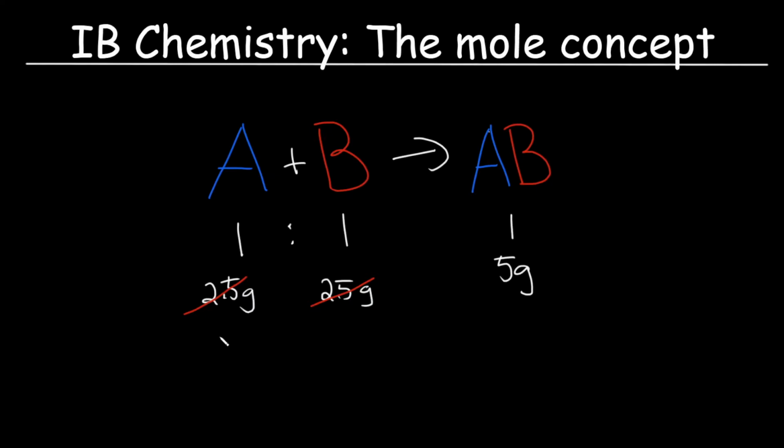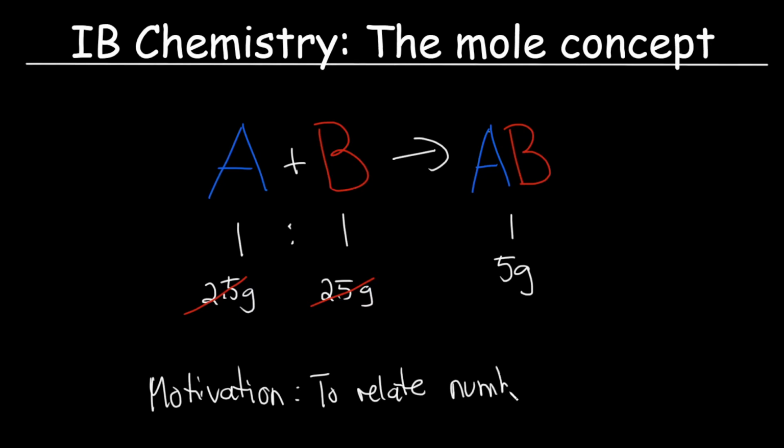If we know that we want a certain amount of particles, we want to know how many grams of a substance we need to reach this number of particles. So let's write that the motivation is to relate number of particles with mass.